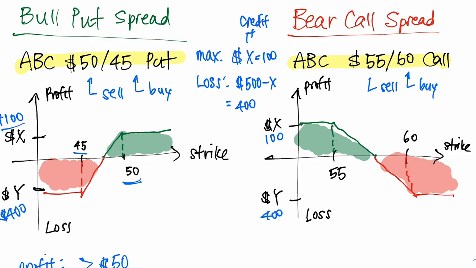Now, because you're expecting the market to go down, or in this case, maybe sideways, as long as the stock remains below 55, you would make max profit of $100 in this case, and anything above 60, you would make max loss of 400, right? So to profit in this case, you want the market to stay below your sold leg, which would be the $55 option that you're selling.